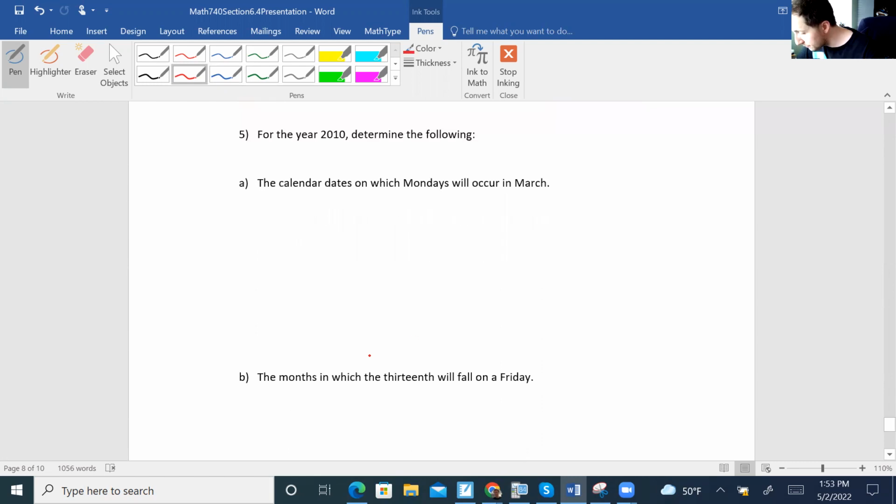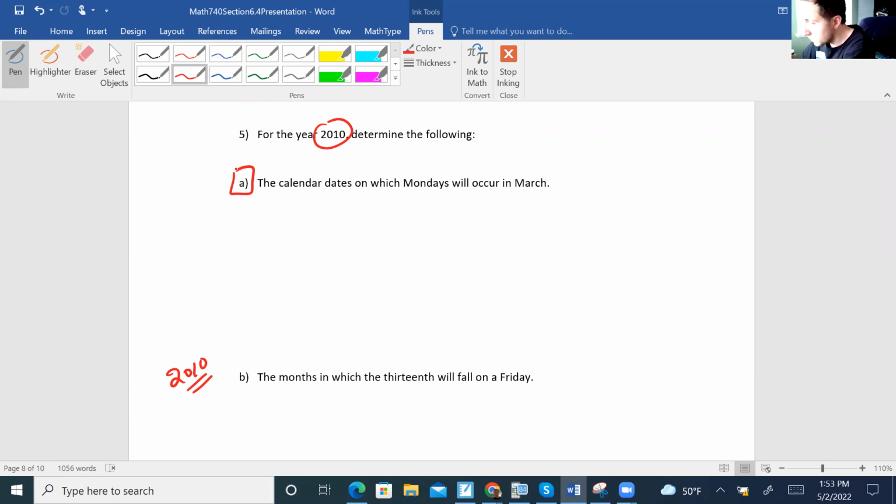Likewise for number 5, we just did Friday the 13th for 2022. This problem is having you look at it for 2010. So you can check that one in the back. The only one I think I will walk through is number 5A. We have all the concepts, but I think this one makes you think a little bit about what you're actually solving for.